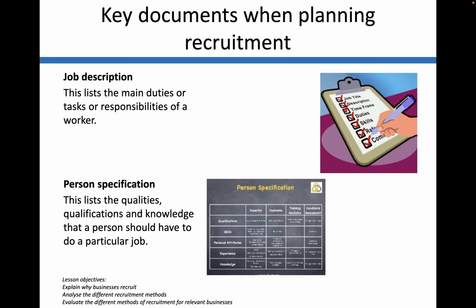So some key documents when planning recruitment: a job description and a person specification. A job description lists the main duties and tasks and responsibilities for a worker. So for example, for a teacher, it will say things like must be able to teach GCSE and A level, must be able to have a form group, must be able to work between the hours of 8 and 5, things like that.